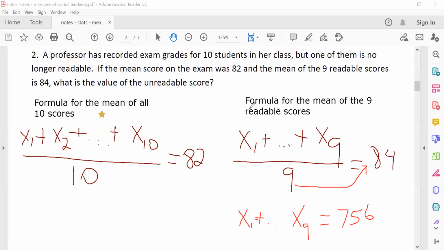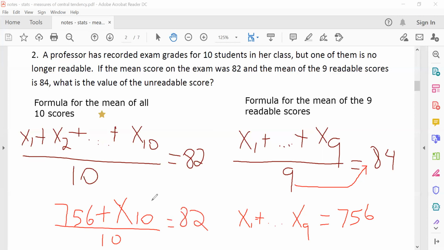Ooh, now here's what I can do. That's the same as these first 9 scores over here. So now I can set up this equation. I can say that adding up these first 9 scores gives me 756. Now if I just add the 10th score onto it and divide all that by 10, it'll come out to 82. Neat little trick.